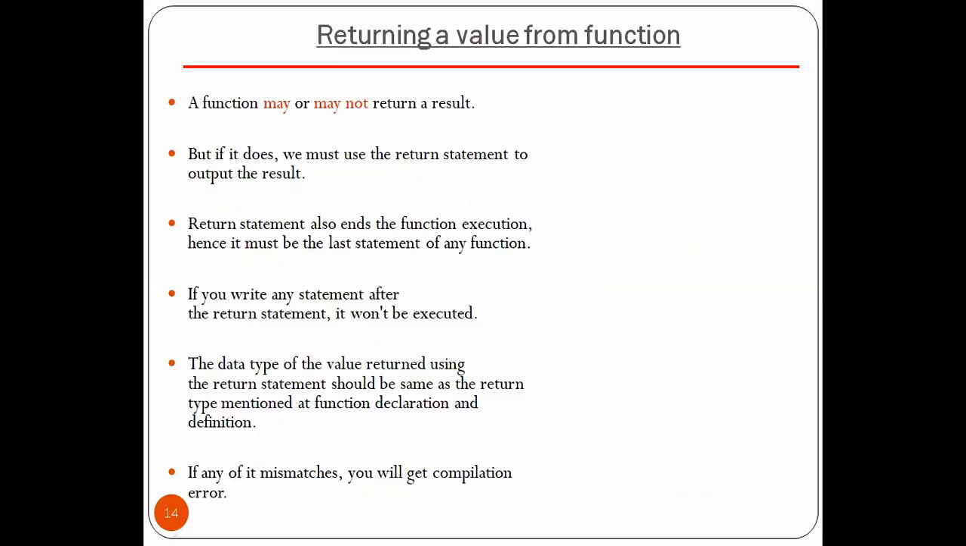There is another thing, that is returning a value from a function. A function may or may not return a result. In the previous slide we discussed that a function may have arguments or it could be without arguments. And now we will discuss the return type. The function may or may not have a return result, but if it does, we must use the return statement to output the result. So if it is returning a value, we have to declare it in the function definition and declaration, right?